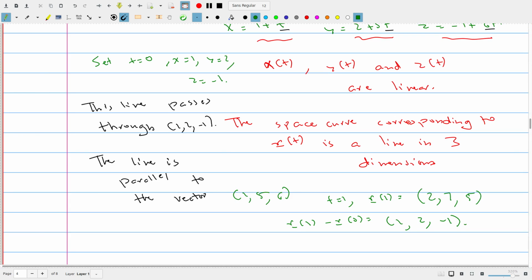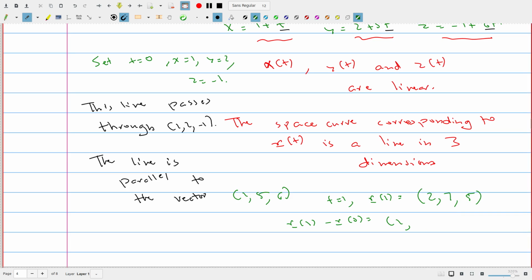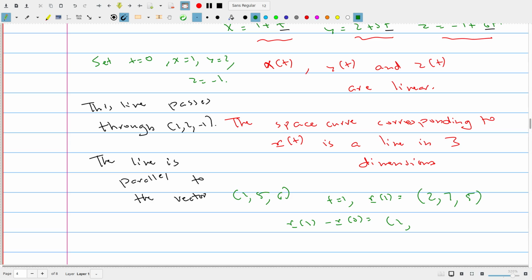I'm sorry, just made a mistake. r(1) minus r(0): 2 minus 1 is 1, 7 minus 2 is 5, 5 minus minus 1 is 6. So this is going to be parallel to 1, 5, 6, or to 2, 10, 12, or to 3, 15, 18, and so on and so forth, right? So this gives you a line in 3 dimensions.